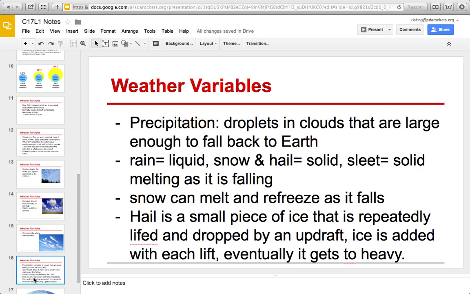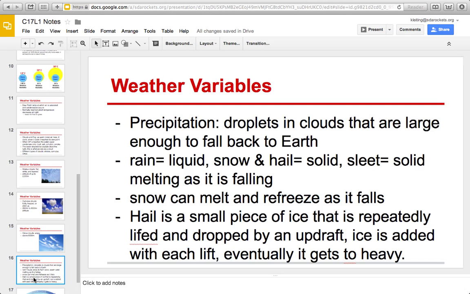Precipitation, droplets in clouds that are large enough to fall back to Earth. So, rain we know is a liquid, snow and hail are both solids, sleet is a solid that is melting as it's falling. Because we know it gets warmer as we get closer to the surface, that's why it can melt as it's falling. Snow can melt and refreeze as it falls.